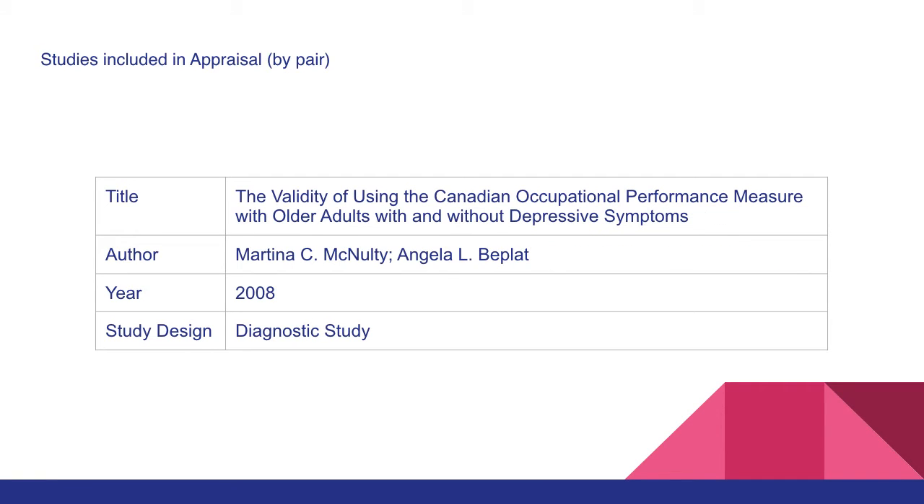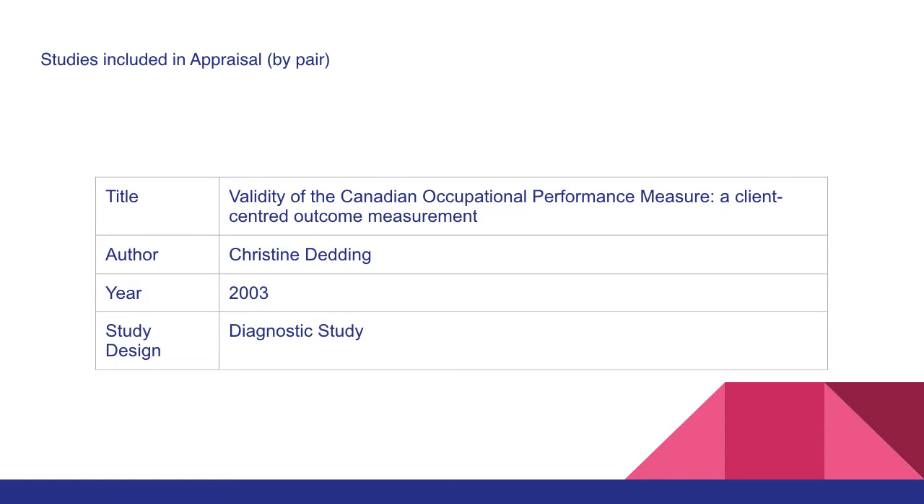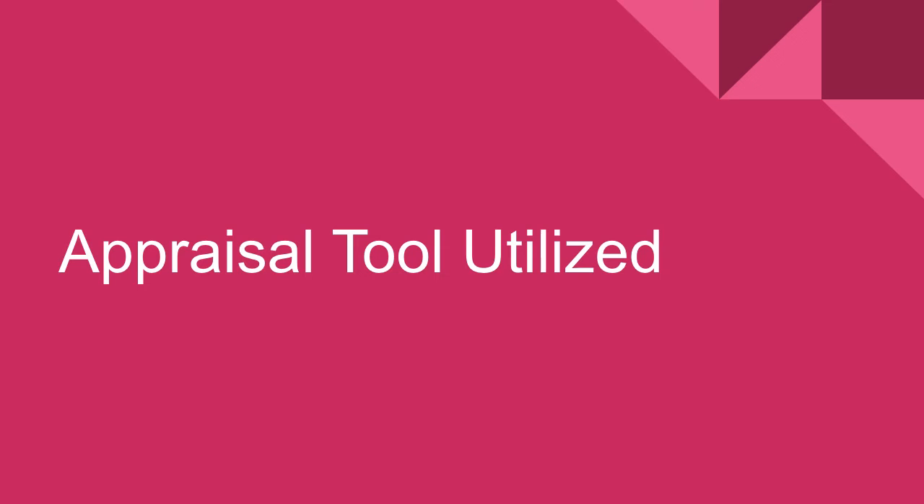And then we have the Validity of Using the Canadian Occupational Performance Measure with Older Adults with and without Depressive Symptoms. This was published in 2008 and has the study design of a diagnostic study. Lastly, we have the Validity of the Canadian Occupational Performance Measure, a Client-Centered Outcome Measurement. This was published in 2003 and has the study design of a diagnostic study.